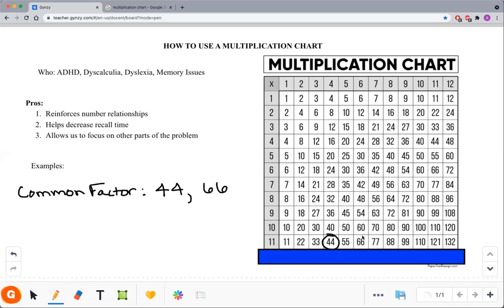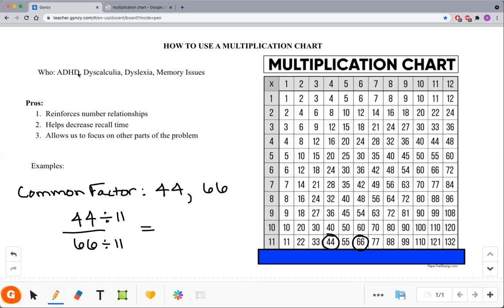And then I'm checking and I do see the 66. So I know that I have a common factor of 11. So let's pretend that we are being asked to reduce this fraction. So we would show that we need to divide both the top and the bottom by 11. They need to write it out.